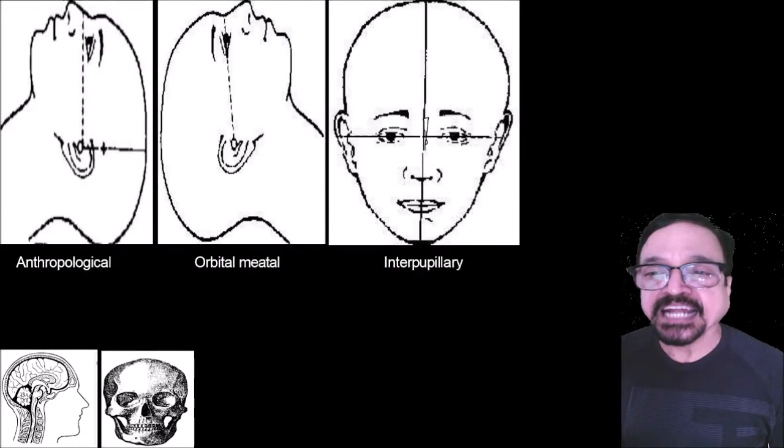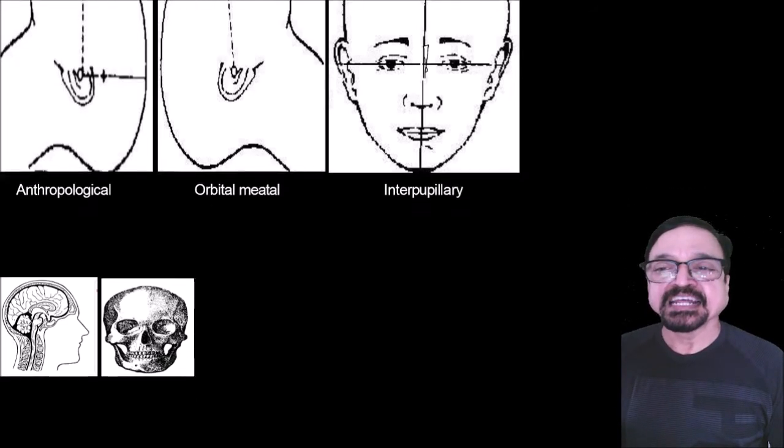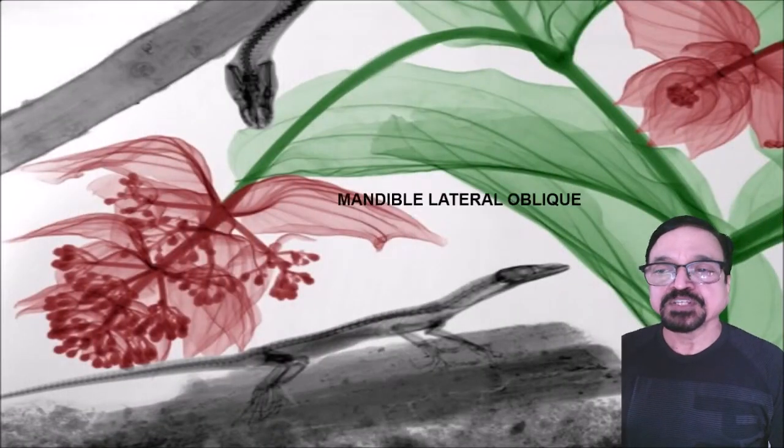These are certain planes which we should know: the sagittal and coronal planes, as well as certain lines like the anthropological line, the orbitomeatal line and the interpupillary line. By and large, the most commonly used is the orbitomeatal line. It is referred to as OML in the lecture and in the subsequent illustrations.